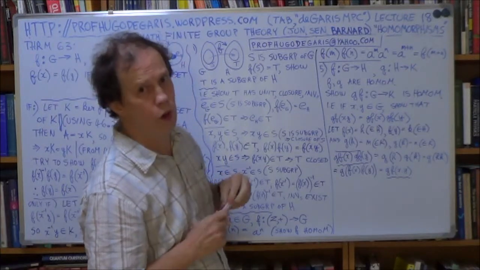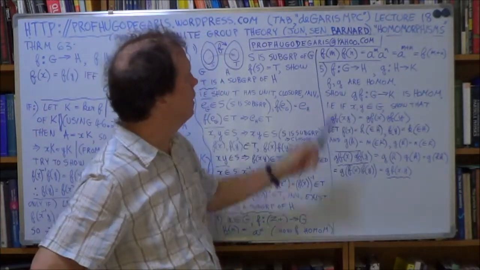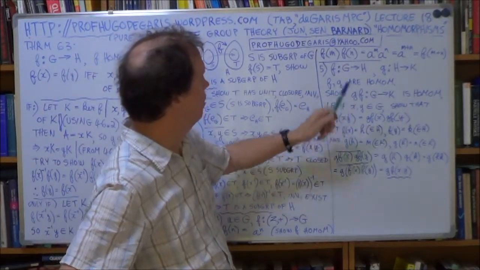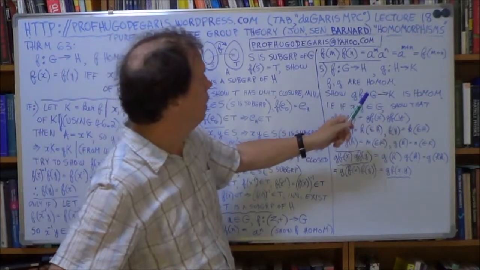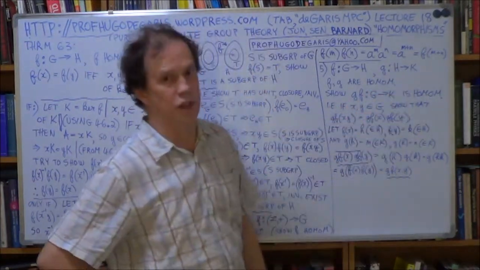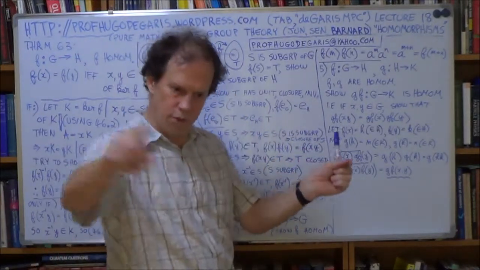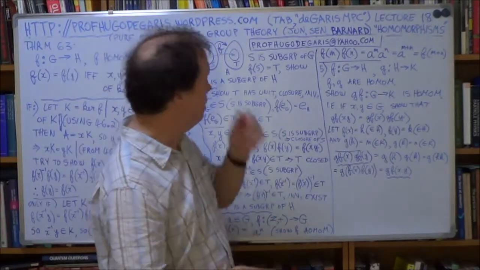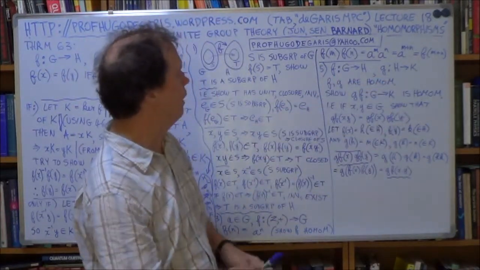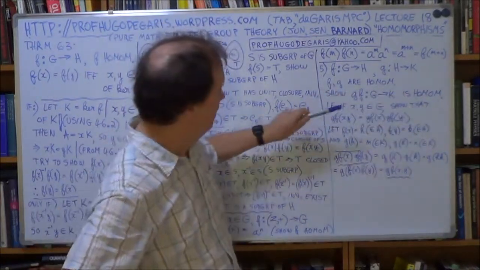You're given two homomorphisms, f and g, two mappings. f maps the group G into H, and g, a second mapping, maps H into K. So it's sort of like a stepping stone, a two-step mapping. You're told that both f and g are homomorphic, so you can probably see where this is going.